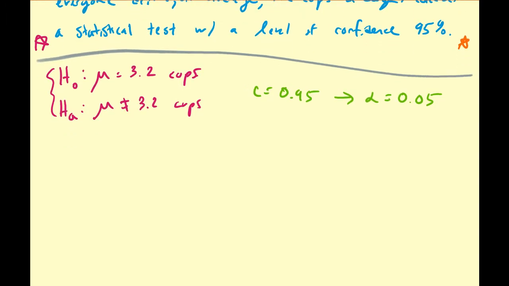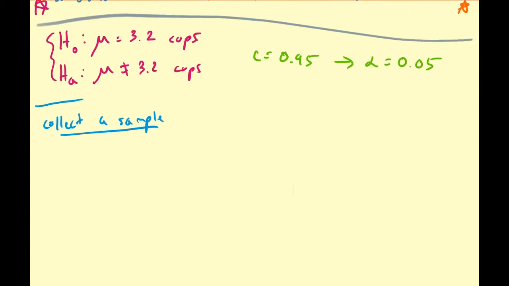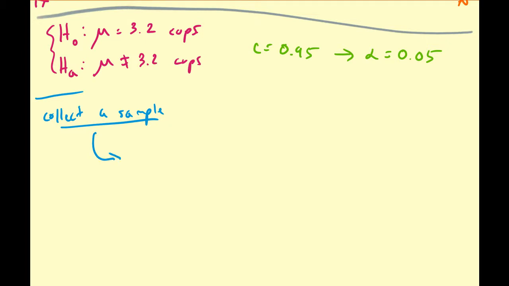All right, so let us collect a sample. And let us assume that we get a sample S that has the following characteristics. Let us assume the sample mean is equal to 3.57, the standard deviation is equal to 0.58, and the sample size that gave us that was 19.